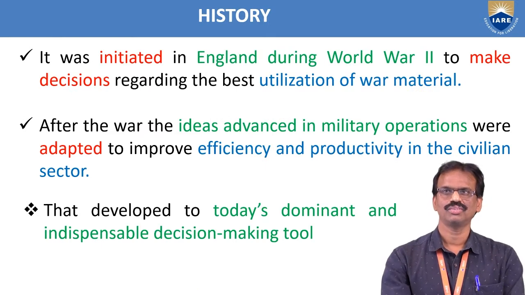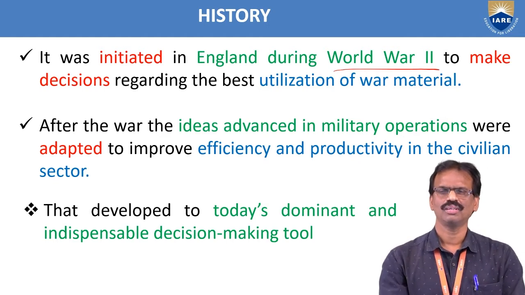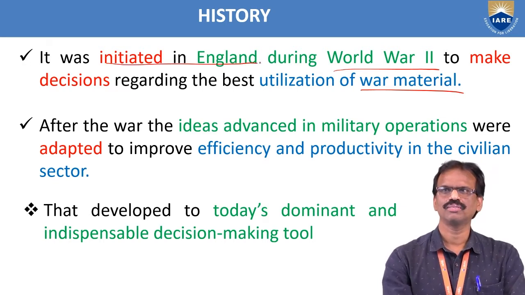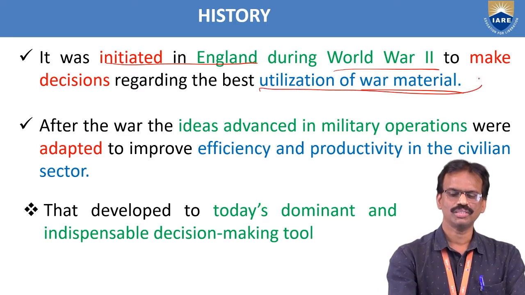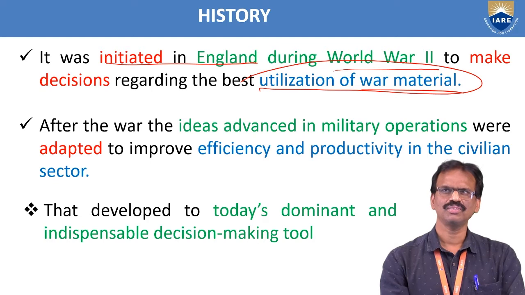We'll see the history of operation research, or OR. First of all, it was started in England during the Second World War. In the Second World War, England had some problems, such as a shortage of war materials. Their ultimate goal was to utilize those war materials effectively to reach the objective. So it was initiated in England during World War II to make decisions regarding the best utilization of the war materials. In those days, military officials assigned scientists to analyze the optimized utilization of the materials.